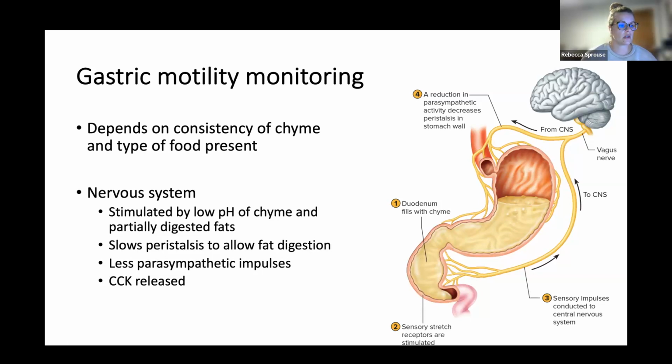So peristalsis is slowed, especially for fat digestion, because remember that hardly any of it has been digested up until that point. So less parasympathetic impulses, so less peristaltic waves, and an inhibitory hormone that helps with that is CCK.